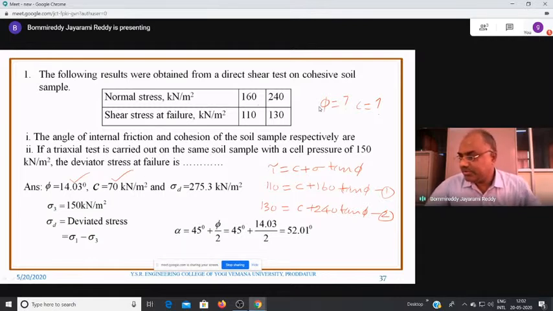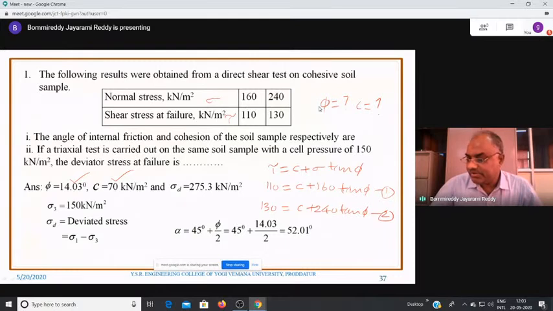Normal stress means sigma, and shear stress means tau. The relation between these two is tau equal to C plus sigma tan phi. Substitute these combination values in the equation and you will get two equations. The number of unknown parameters is also 2, so solve these two. You will get phi equal to 14 and C equal to 70. That's all about the first question.